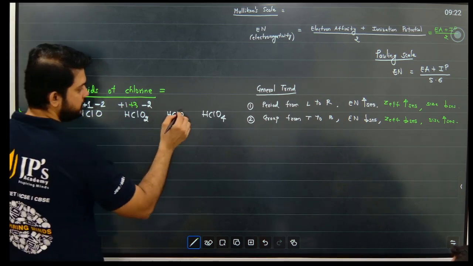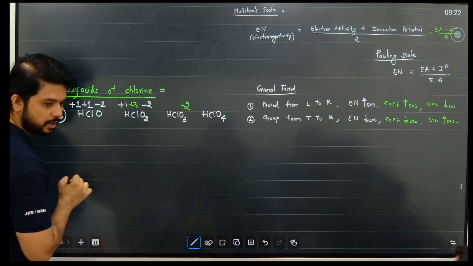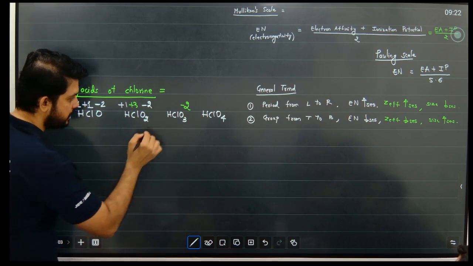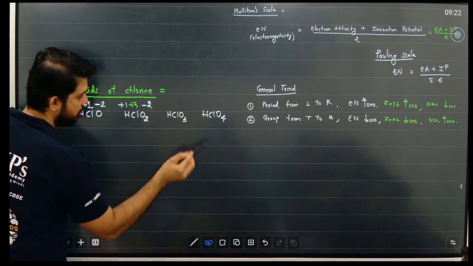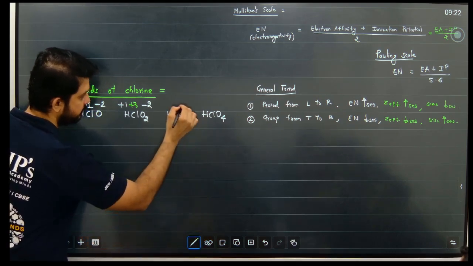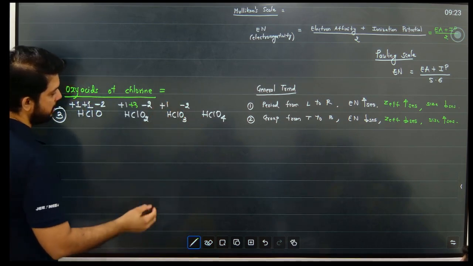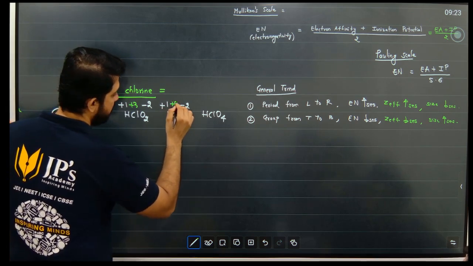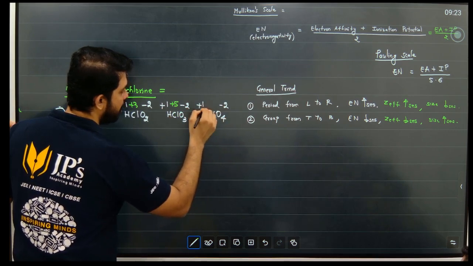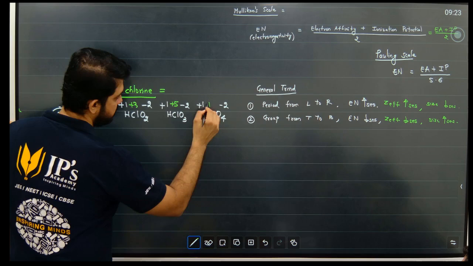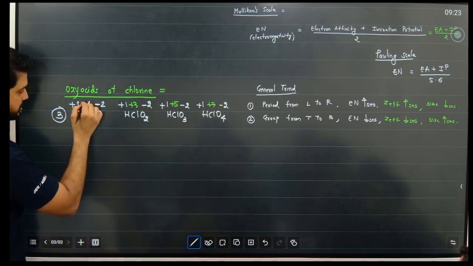Over here, charge on oxygen is -2. So total charge on oxygen is -6, on hydrogen +1. So can someone tell me what the charge on chlorine will be? +5. And similarly here, can someone tell me what the charge on chlorine will be? +7. Okay, these are called oxidation numbers.